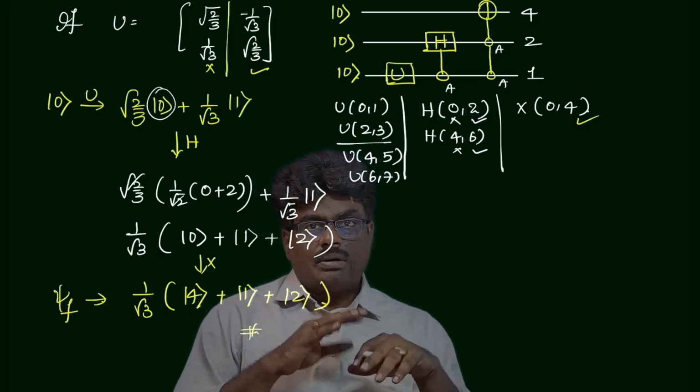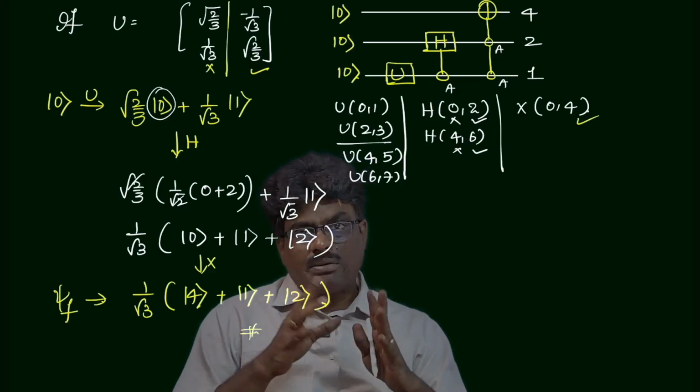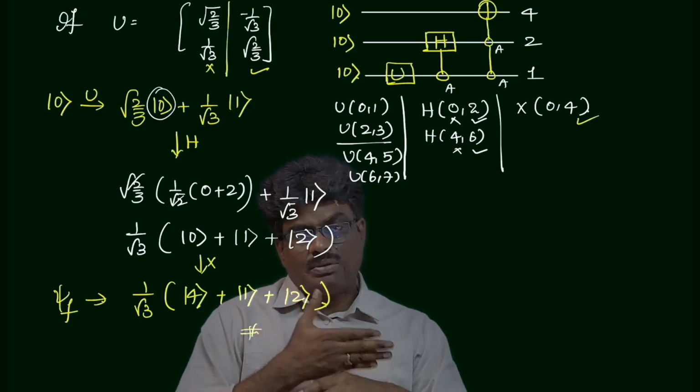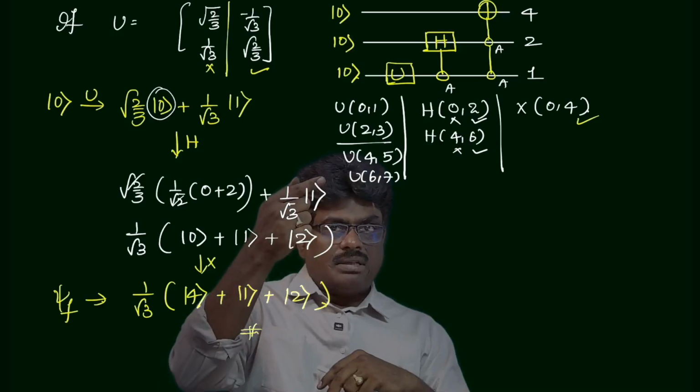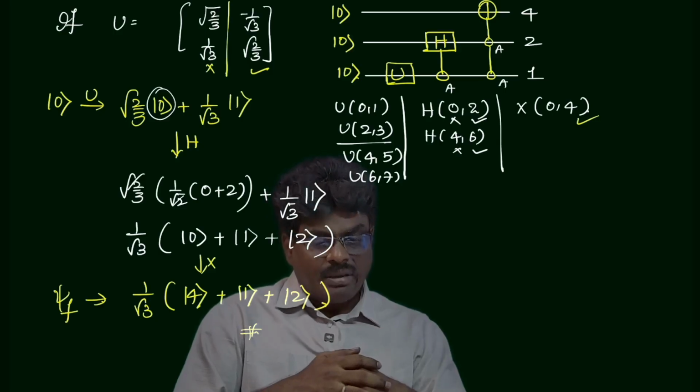If you want to do it mathematically, you have to find the matrices and multiply with the initial state, that is 1 0 0 0 0, and so on, because the initial state is the tensor product of 0 0 0.